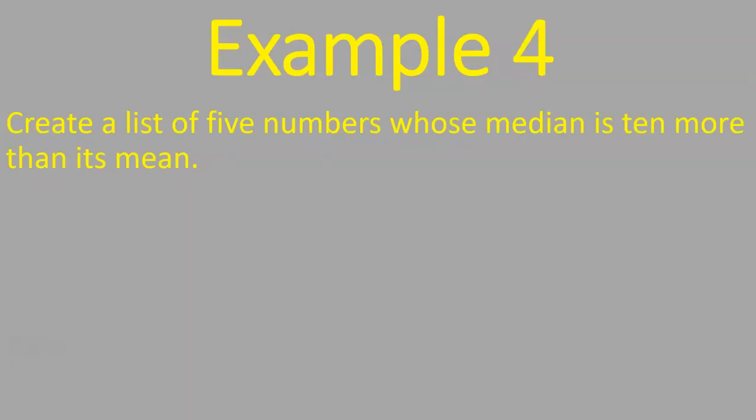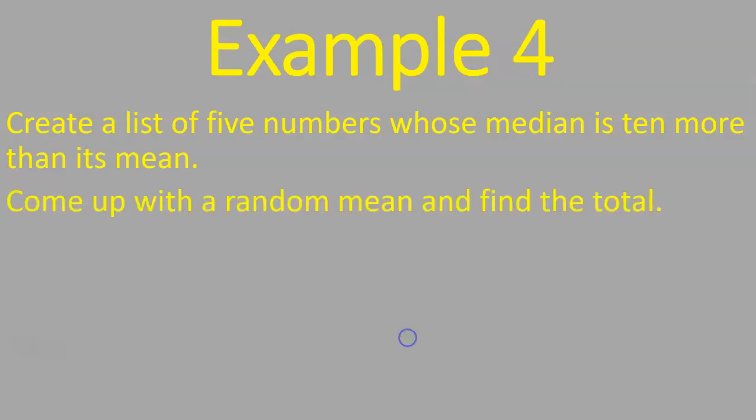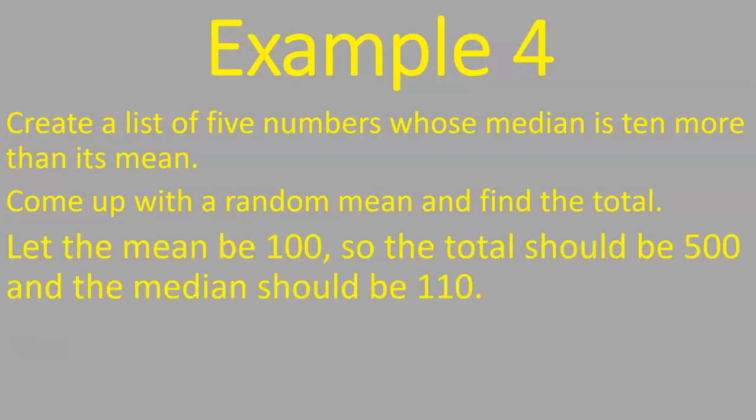It says create a list of 5 numbers whose median is 10 more than its mean. Okay, so what we need to do is come up with a random mean and find the total. All right, so let's say if we get a nice round number like 100, you want your total to then be 500, much like the second example. Okay, and to satisfy the condition of the problem, your median should be 10 more. So the median would be 110.